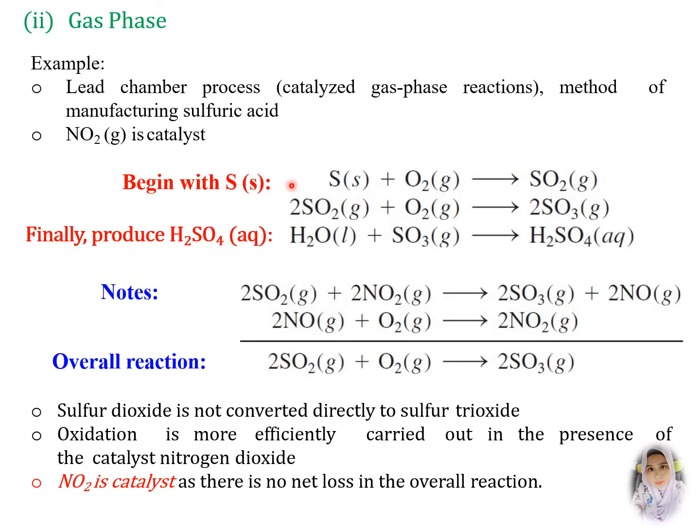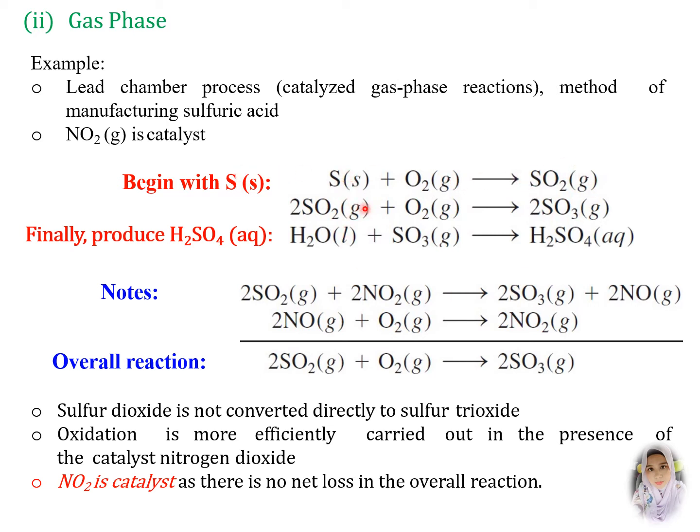Homogeneous catalysis in the gas phase occurs, for example, in the manufacturing of sulfuric acid, which is produced from sulfur, oxygen, and water via the contact process.